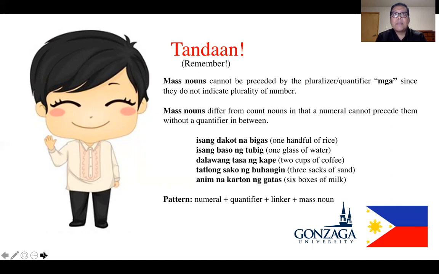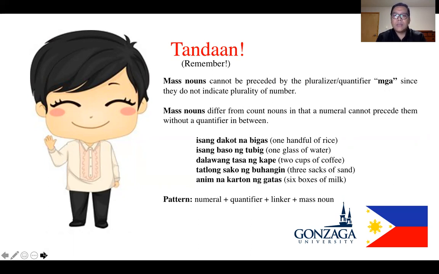So you cannot say mga toyo, or soy sauces. That's wrong, right? So you say toyo only. You do not make it plural like mga. However, if you put a quantifier to it, let's say bote ng toyo or bottles of soy sauce, so you can say mga bote ng toyo, but not mga toyo.